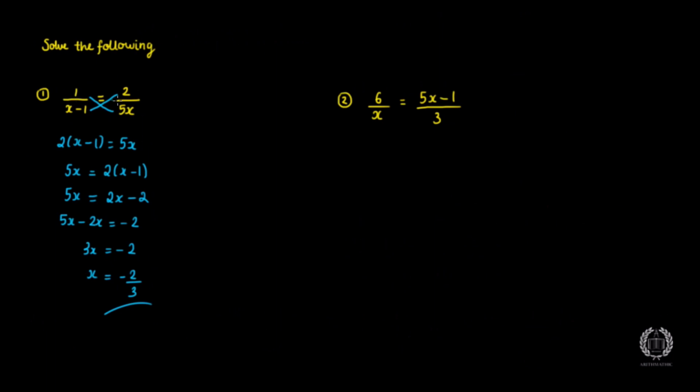Whenever you see something in this form, just know, okay, I'm going to cross multiply diagonally. So 1 times 5x and then 2 times x minus 1, and then you just expand and solve.